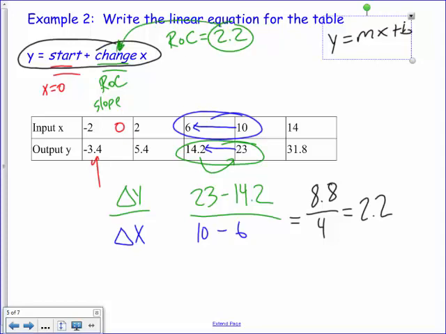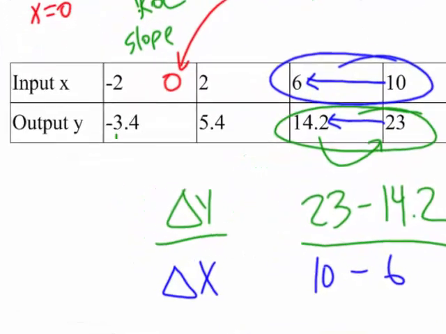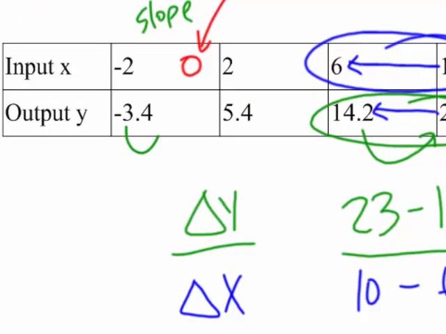That's going to be in front of the x. Well, how do I find the start? So remember, the start is where x is 0. Well, a couple different ways to do this. We're not going to get too advanced yet, so hopefully you should be able to look at it and figure it out. So if I'm at negative 3.4, how many times should I add 2.2?